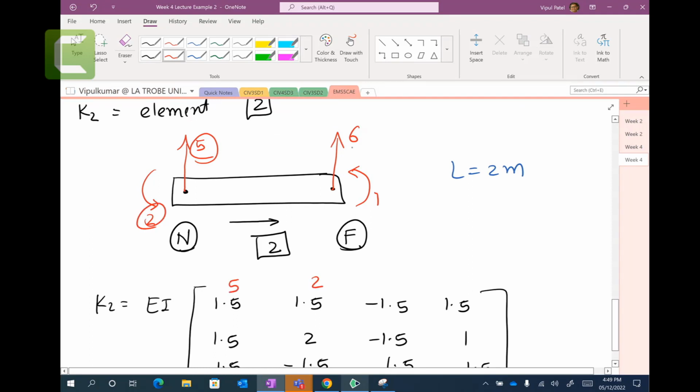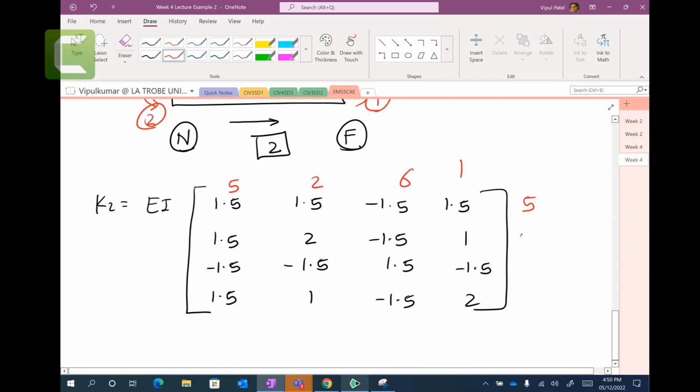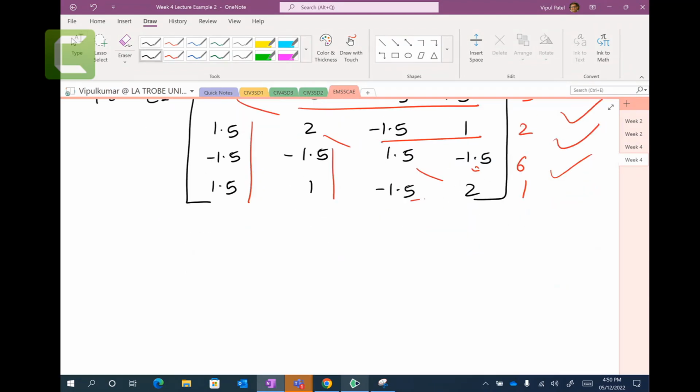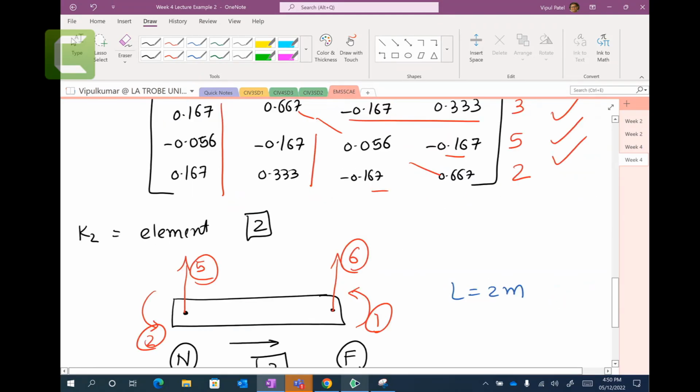Near node, far node business: 5, 2, 6, 1. Diagonal all positive, check number 1. This line same, check number 2. This line and this, check number 3. And these are same, check number 4. All done. So now K equals K1 plus K2, a 6 by 6 matrix.